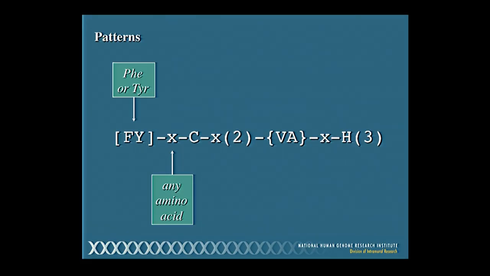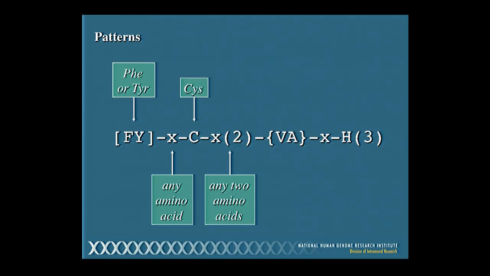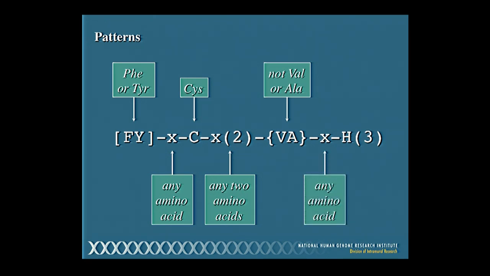We just have a C here all by itself, so that means you must have a cysteine in the third position. X followed by a number just means two of those, so any two amino acids. The curly brackets, as opposed to the square brackets that mean one of the things in the brackets, mean anything but what's in the brackets, so not valine or alanine. Again, we have an open position that can be anything, and finally three histidines at the end.